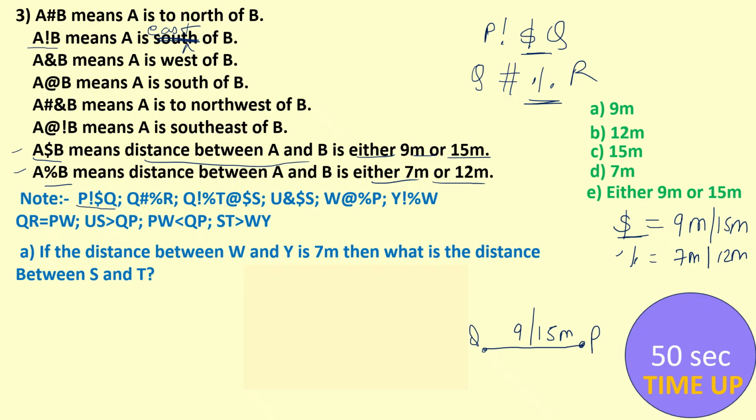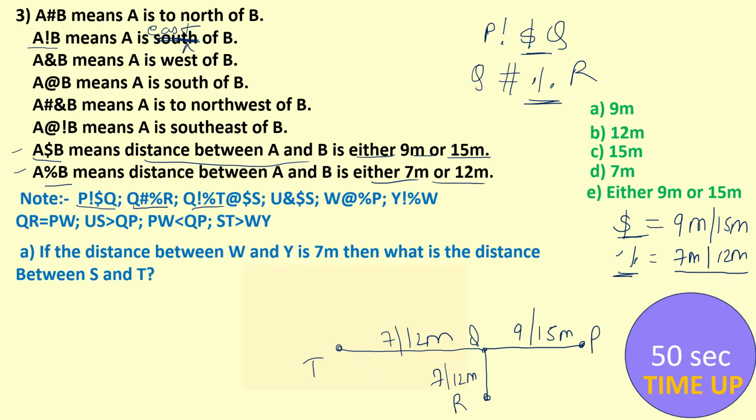Next, Q hash percent R. Q hash percent R means what? Q is to the north of R, correct? So Q is to the north of R by percentage, so it can be 7 meter or 12 meter. Next, Q explanation mark percentage T is there. Explanation means Q is to the east of T, correct? By 7 or 12 meter because percentage is there. So it is 7 or 12 meter.